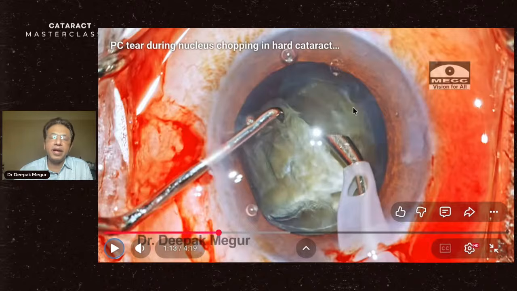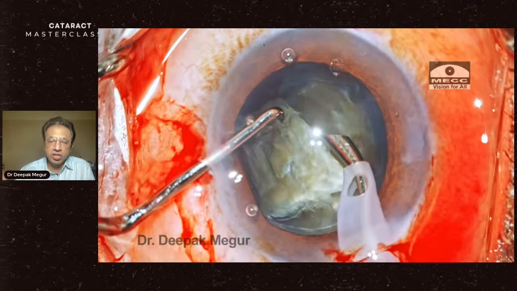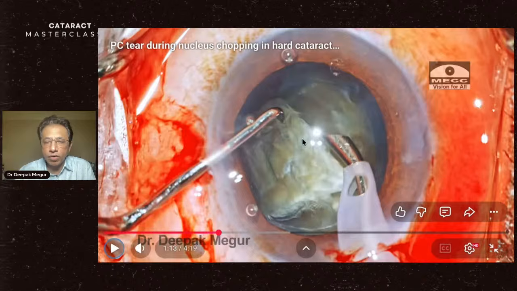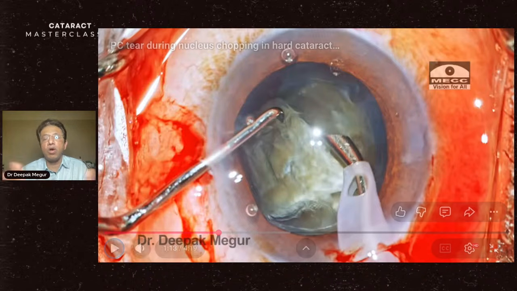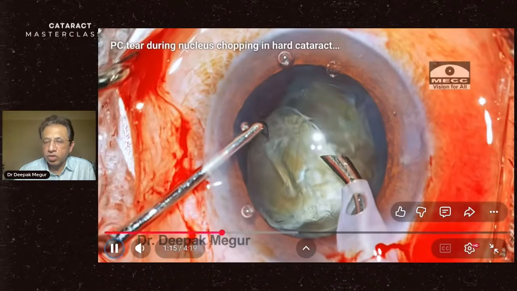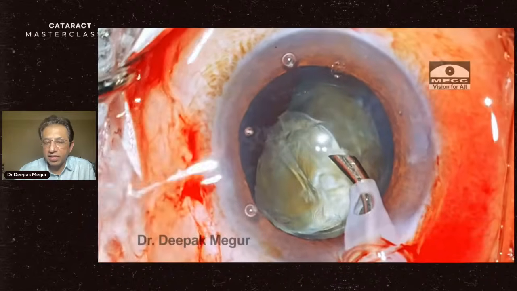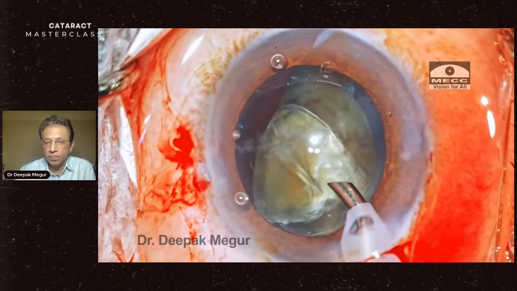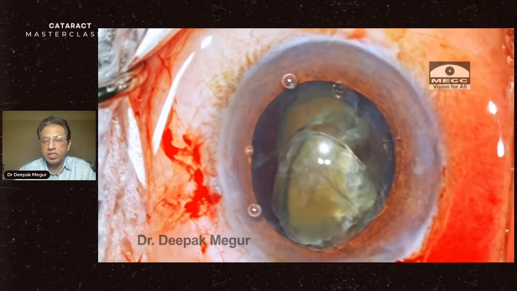Now, this is the hint that something is wrong with the nucleus. You can't have two different planes of a nuclear fragment which are still not totally separated. So this should alarm us that something is wrong. The surgeon is realizing this now, that something is wrong. You can clearly see that there are two distinct planes.